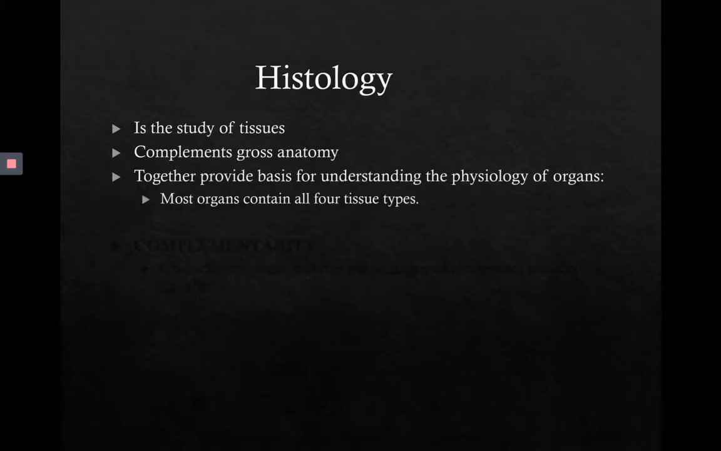And this is definitely going to provide the basis for understanding the physiology of organs. What that means is that we know that most organs contain all 4 tissue types. So if we know how those tissues behave, we have an idea of how those organs are going to behave or how they're going to function. And again, this is going right back to that complementarity of structure and function, that what something looks like dictates how it works or how it's able to work because of what it's made up of.